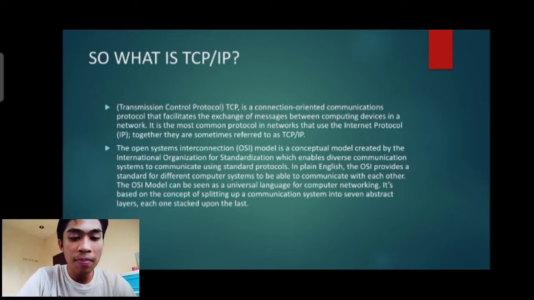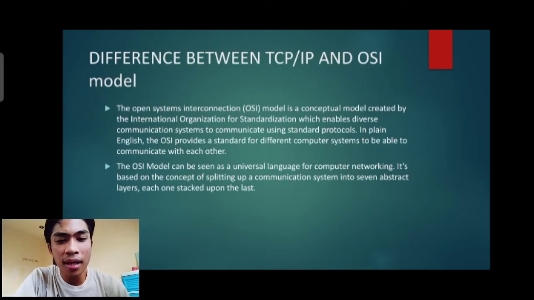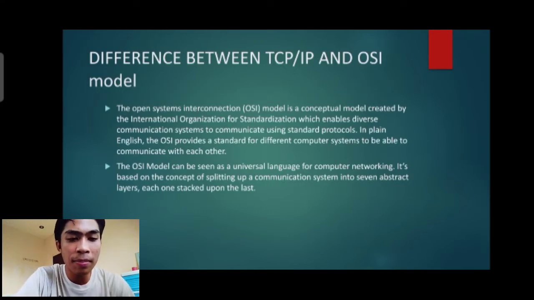It's based on the concept of splitting up a communication system into 7 abstract layers, which we will talk about later on, each one stacked upon the last. So you might ask, what is the difference between TCP/IP and the OSI model? So here it is. The Open Systems Interconnection, or OSI model, is a conceptual model created.